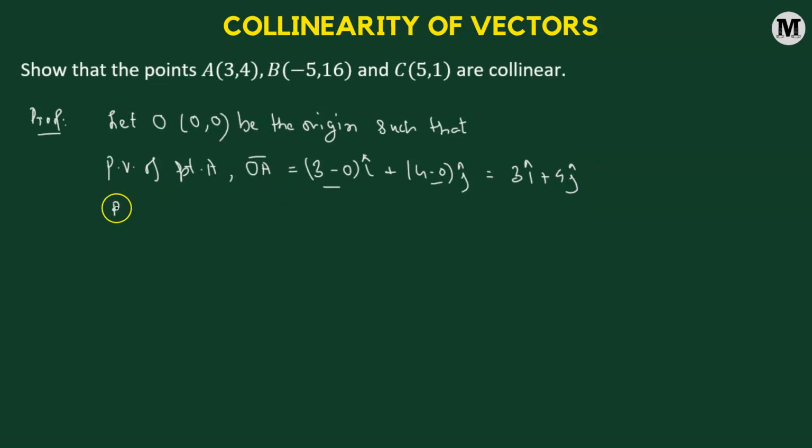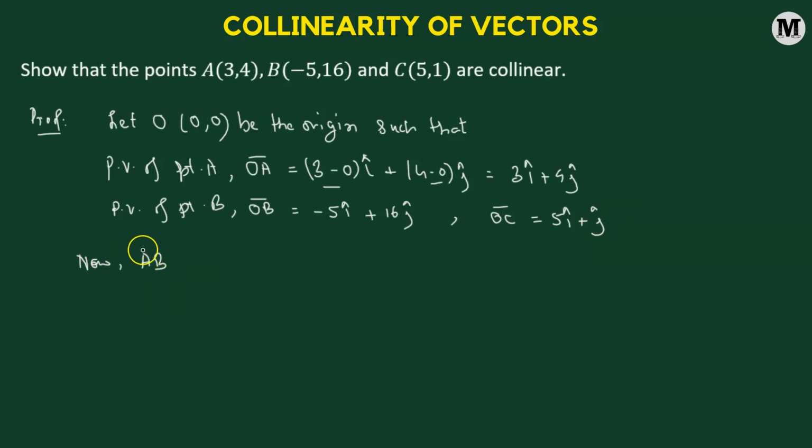Then we can define the position vector of the point B. The position vector of point B, which is the OB vector, is given by negative 5i cap plus 16j cap. And the position vector of point C, the OC vector, will be given by 5i cap plus j cap. Next, we will define the vector AB.